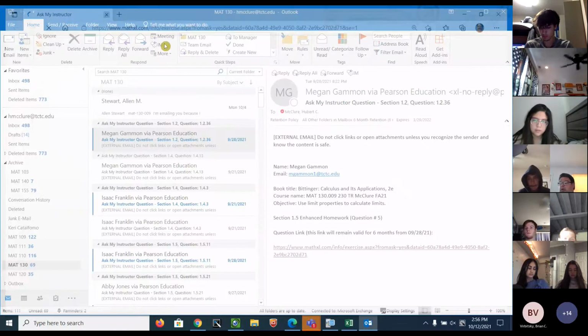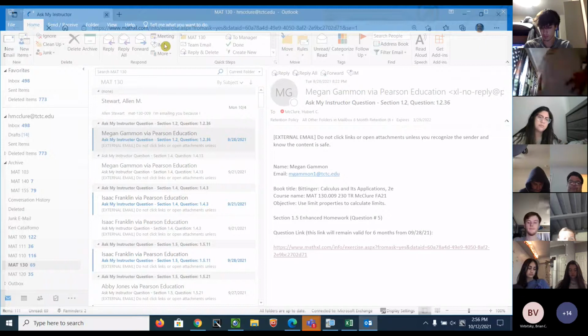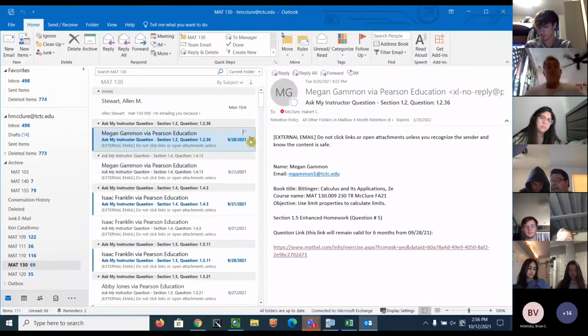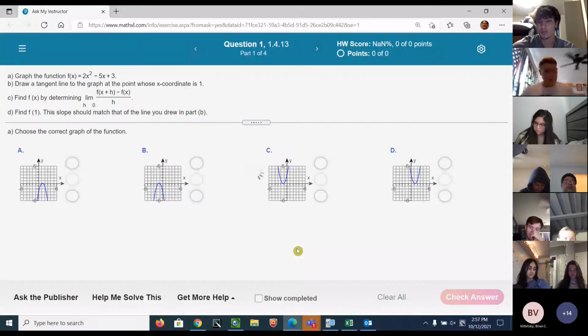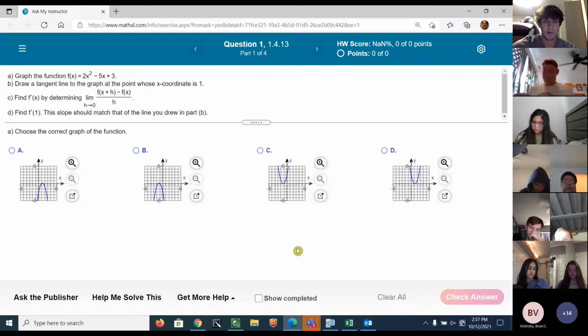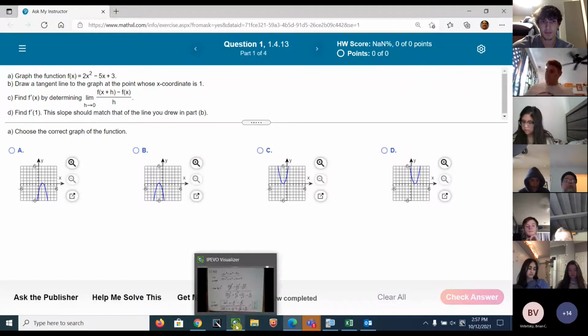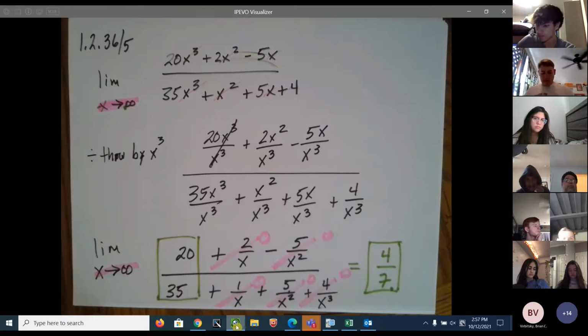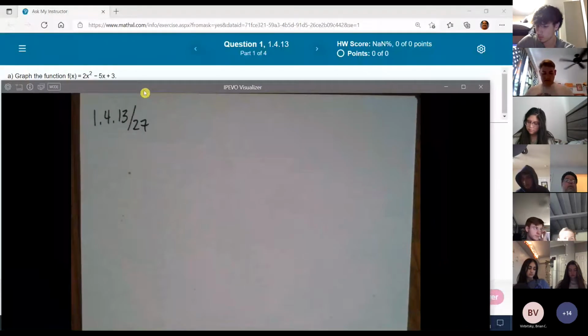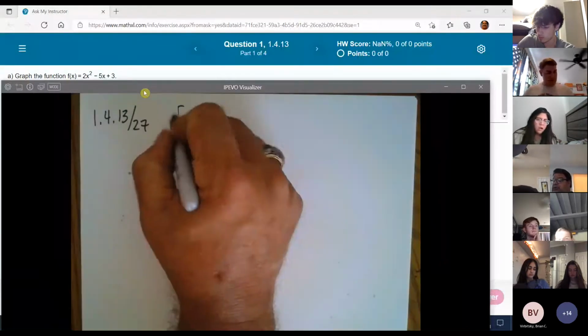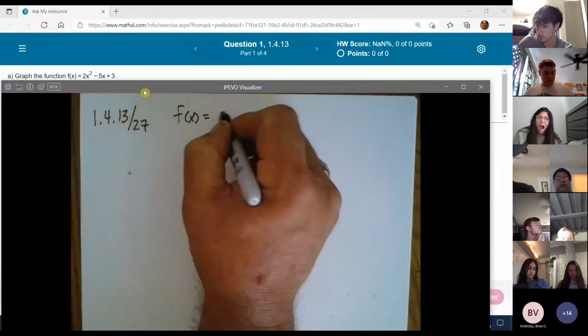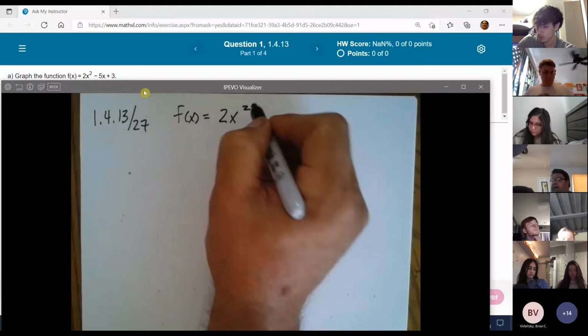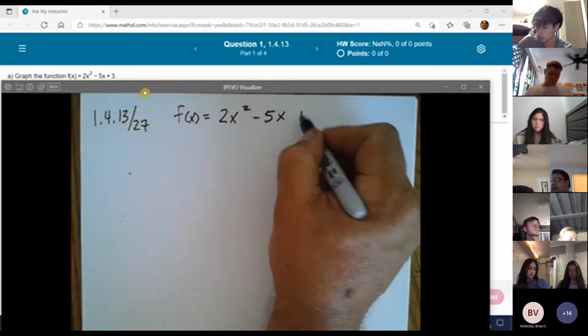1.4, 1327. Okay, this is difference quotient. So f of x is equal to 2x squared minus 5x plus 3.